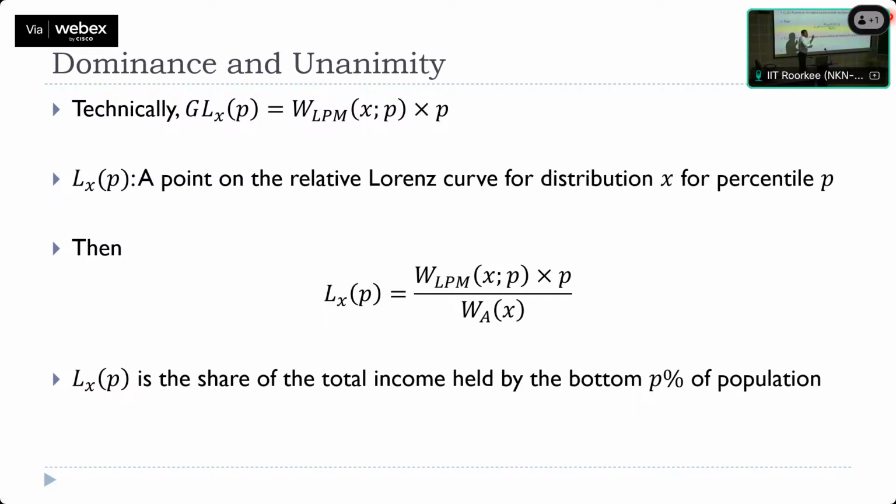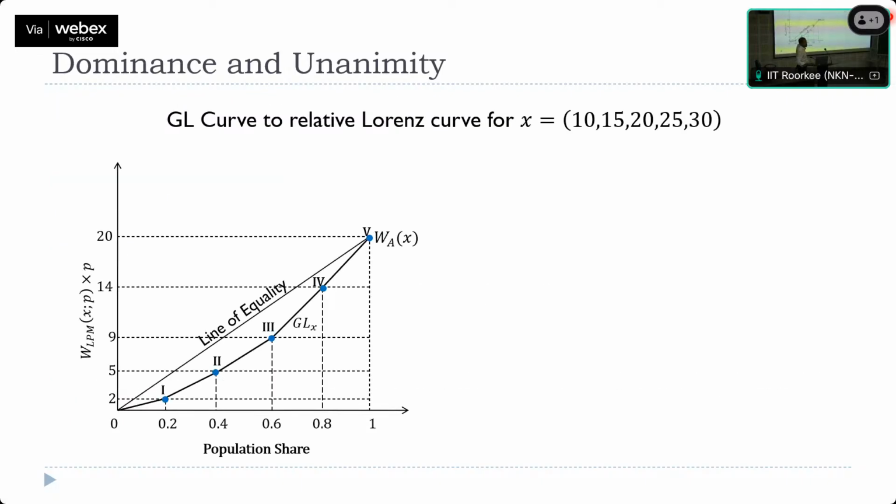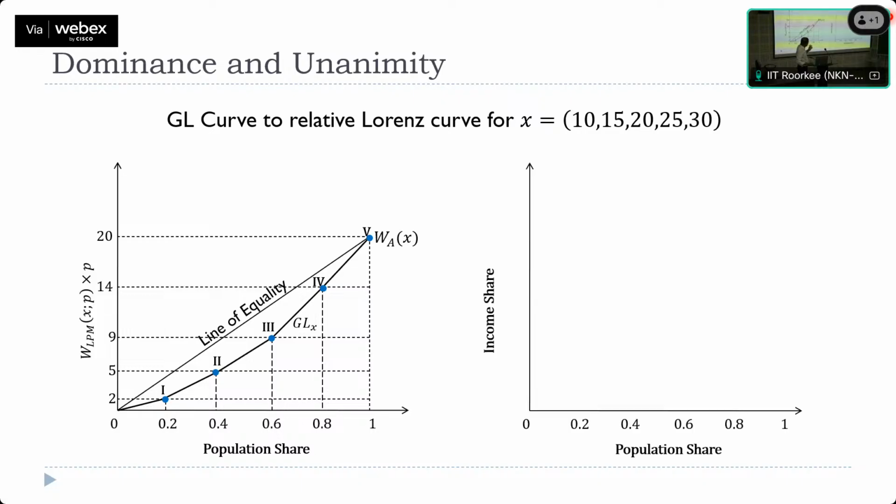So if you look at the bottom 20% of the population, if they're holding only 2% of the income, that's highly unequal, right? This is what the Lorenz curve gives you. So this was our generalized Lorenz curve. We already drew it, right? Remember, we took the area under the quantile function and drew it. If we have that, now what we are doing, we are drawing the Lorenz curve from here.